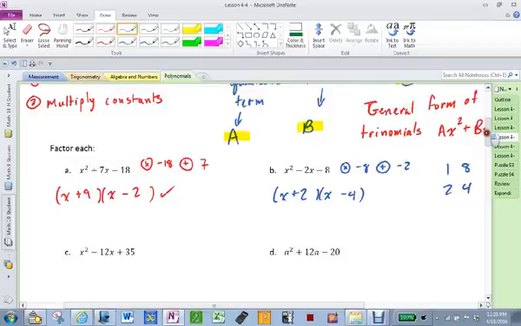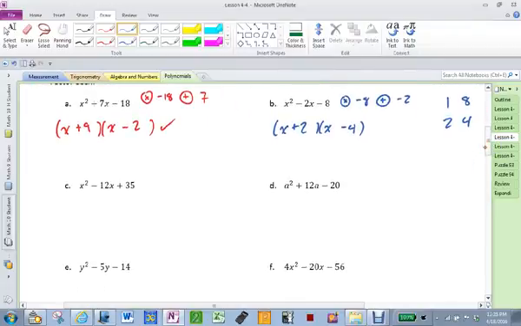Okay, now let's look at C. Look closely at C and tell me what's different from A and B. Do they have a quadratic term? Yeah. They have a linear term, they have a constant. There is something different. I'll get out my highlighter. This one's positive. So what am I multiplying to now? To a positive 35. And what am I adding to? Negative 12. So I know it's going to be x and x, because I need that x squared. Now, will 1 and 35 get me there? No. 5 and 7? Right. Negative 7, negative 5.